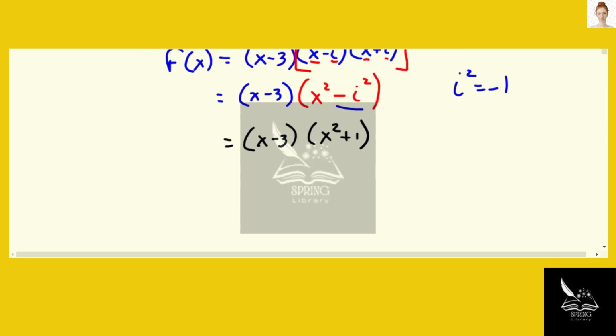So now we just need to multiply these out. We can use the FOIL method to do this. So x times x squared, that's x to the third. x times 1 is positive x. Negative 3 times x squared is negative 3x squared. And negative 3 times 1 is negative 3.